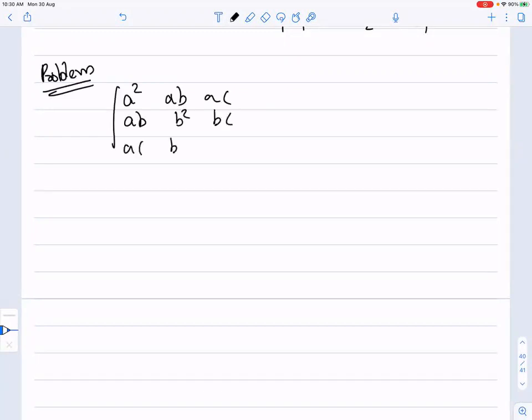Try this. A square AB AC, AB B square BC, AC BC C square. Find the value of this.